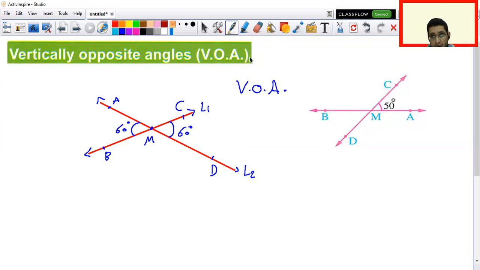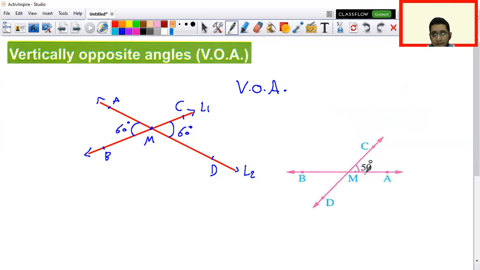Okay, for example, in this figure, the measure of angle CMA equals 50 degrees. Therefore, the measure of angle BMD is also 50 degrees, because the two angles CMA and BMD are vertically opposite angles. Therefore, each two vertically opposite angles are equal in measure. Okay.